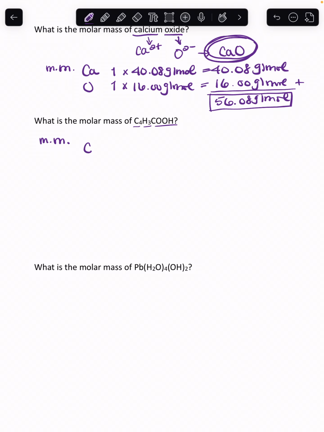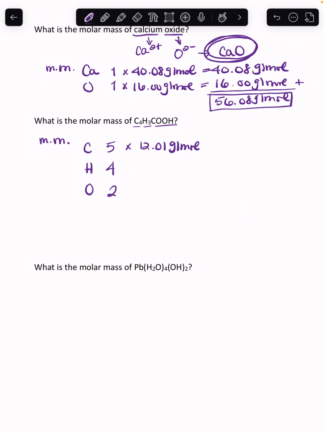Okay, I have carbons, I have hydrogens, and I have oxygens. Carbons, I have 4 here, 1 here. Okay, so I got 5. Hydrogen, I have 3 here and 1 here. So 4. And oxygen, I have 2 sitting in the middle over here of this little acetate, right? So 2 oxygen. Awesome. Go to your periodic table and get your molar masses of each of these.